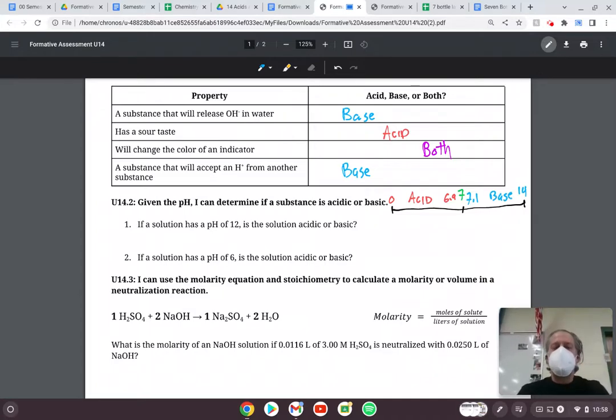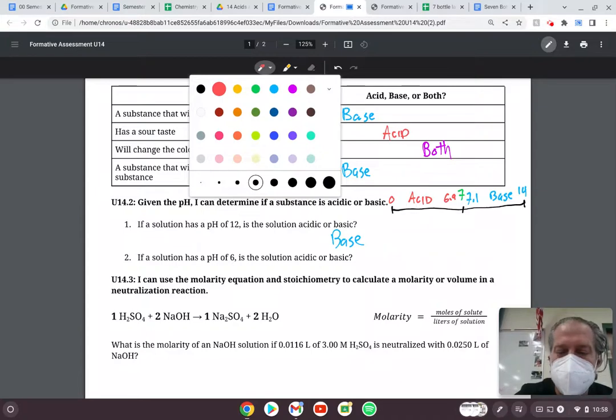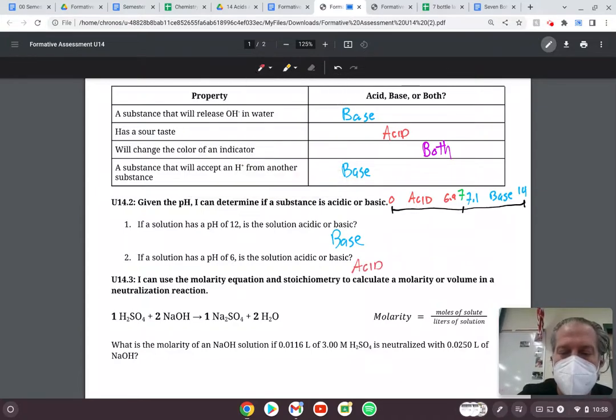So with that in mind, if a solution has a pH of 12, is it acidic or basic? This is going to be a base. And if a solution has a pH of 6, is it acidic or basic? That's going to be an acid.